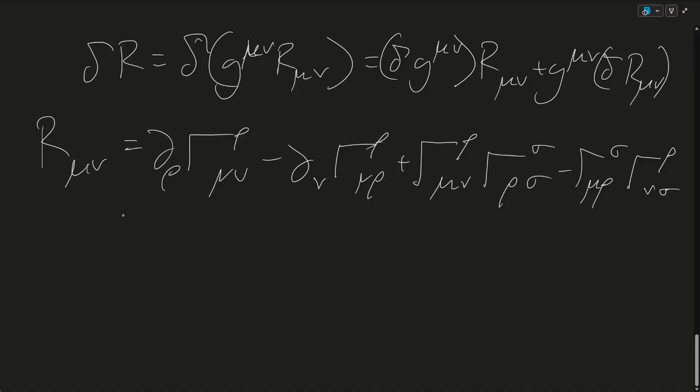Some of these aren't tensors. So, yeah, this isn't a tensor. But delta of that, varying that, is a tensor. And so we can take the covariant derivative of both sides.